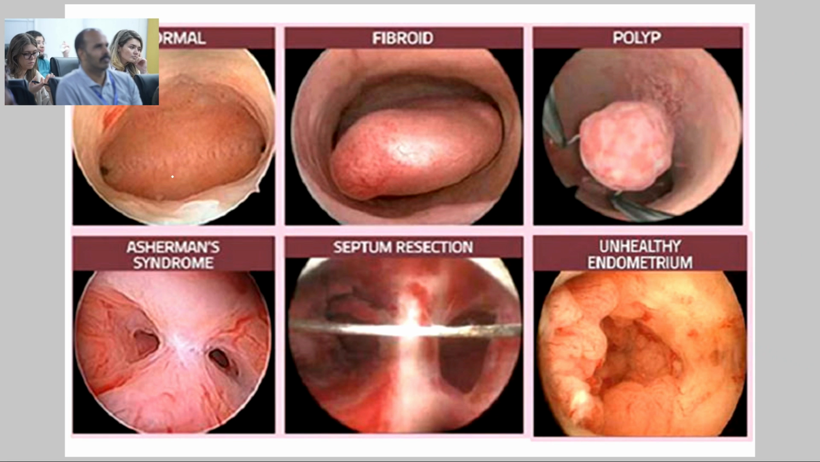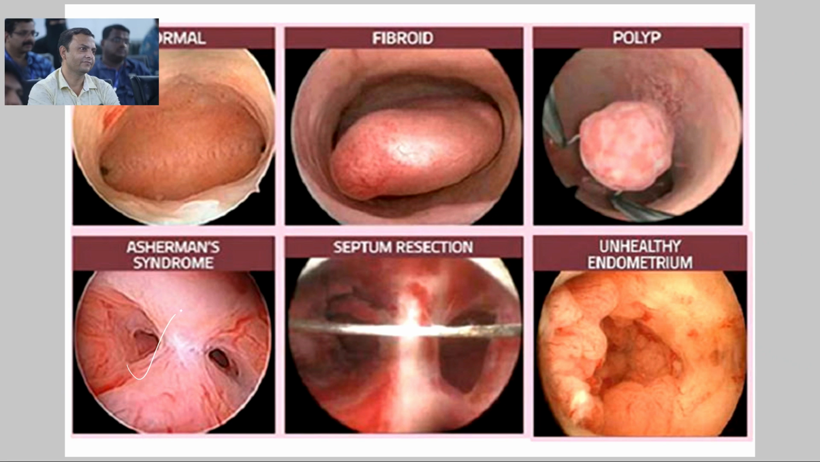This is normal. Here is fibroid. This is polyp. This is Asherman. This is metroplasty, septum resection, and this is unhealthy endometrium. So these are the things which you should try to look for.